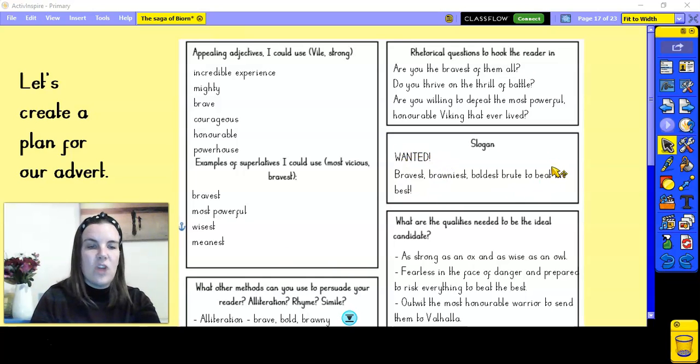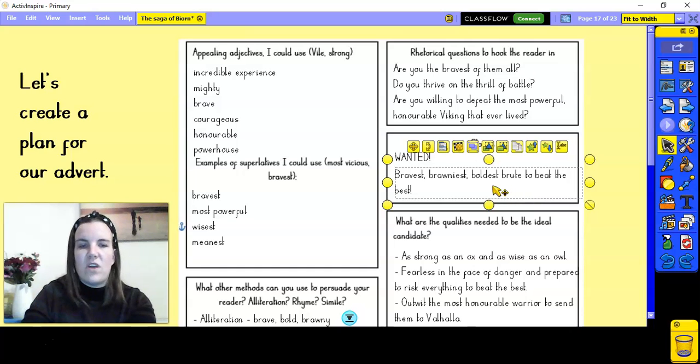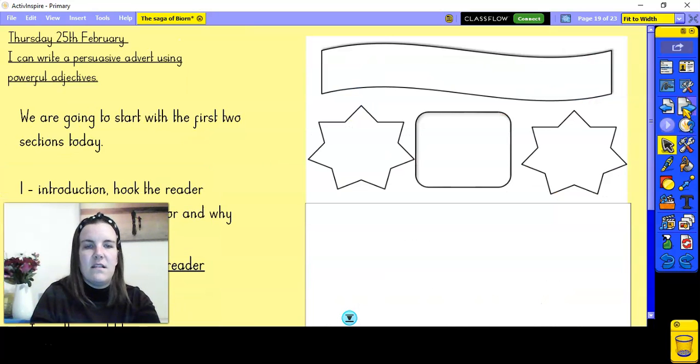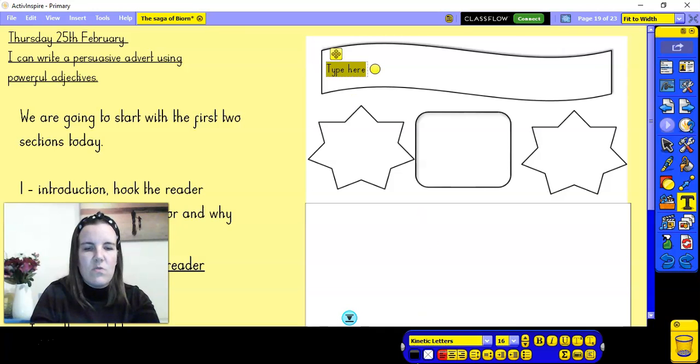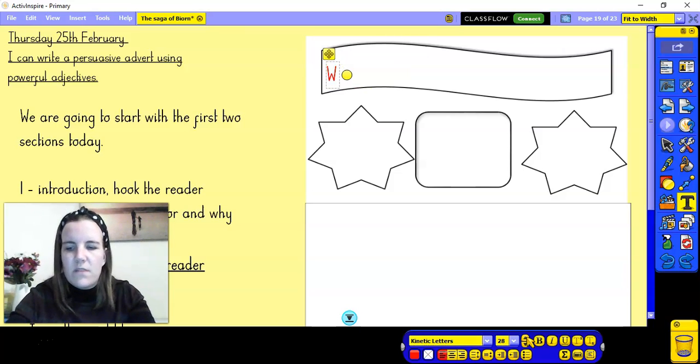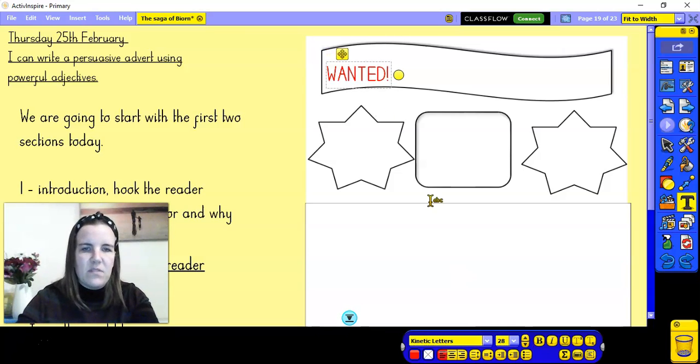And I can see my slogan is going to be the first thing that I need. Okay, so I'm going to make sure that I've got that slogan, and I'm going to make sure that I include that in my advert for today. So I know that the first thing that needs to go in here, now I thought about my colours as well yesterday, didn't I? And I said that I wanted to use red and black. So I'm going to put in there wanted, and I'm going to put that in big capital letters, and in fact I want to make that quite bold, so I'm going to turn it into bold writing as well there.